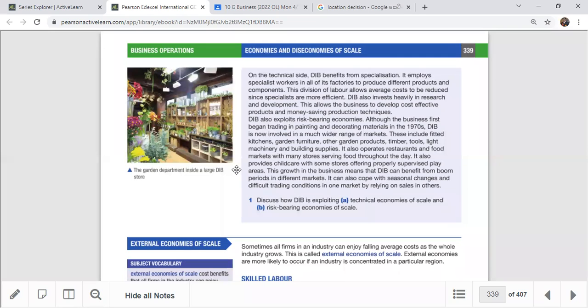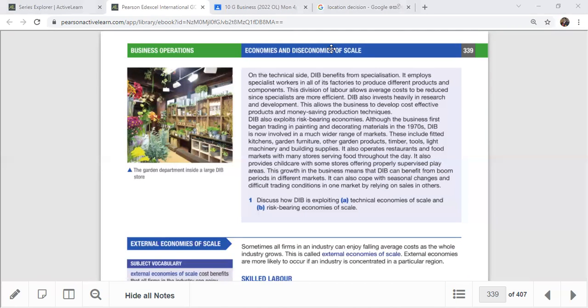Yes, sir. On the technical side, DIB benefits from specialization. It employs specialized workers in all of its factories to produce different products and components. This division of labor allows average costs to be reduced since specialists are more efficient. DIB also invests heavily in research and development. This allows the business to develop cost-effective products and money-saving production techniques.